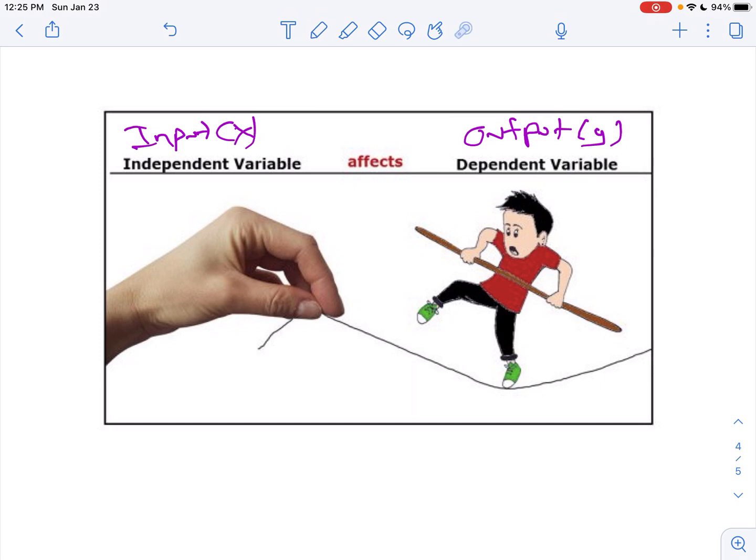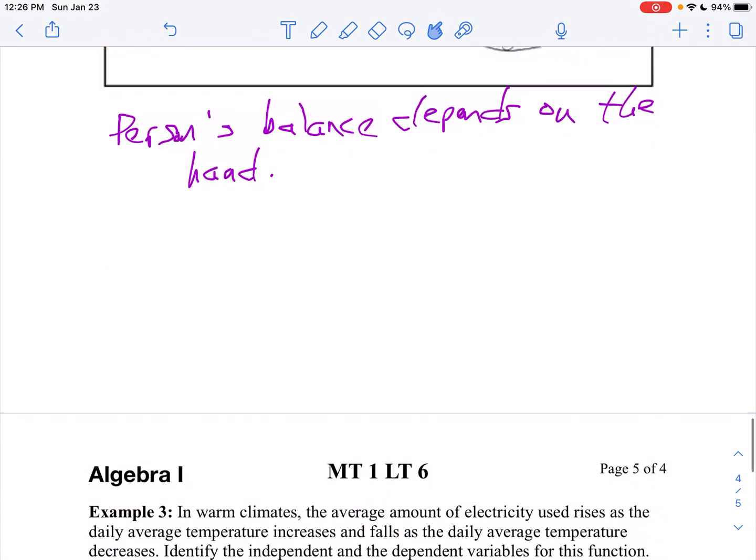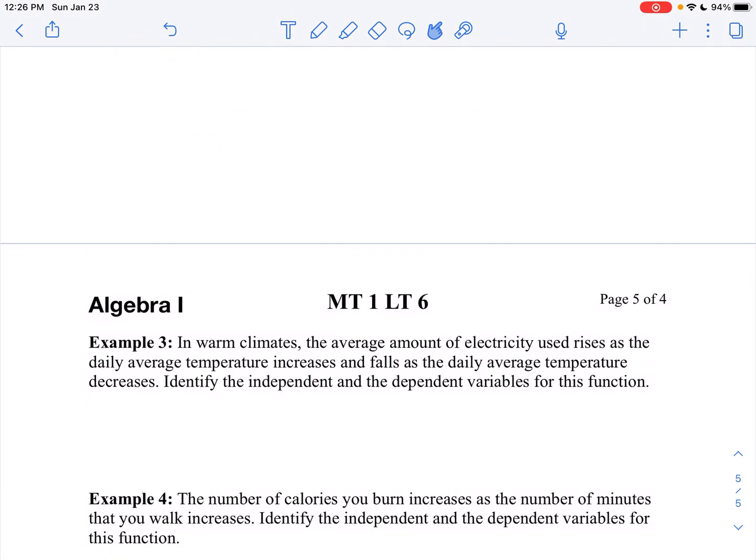That is, if I take a look at this person, the hand affects the balance of the person balancing here. So the hand affects the person, or I'd say the person's balance, my output, depends on the hand. So however the hand moves, that's what's going to happen to the person's balance. So that's another key. When you look at a problem, you might want to write that with the word depends.